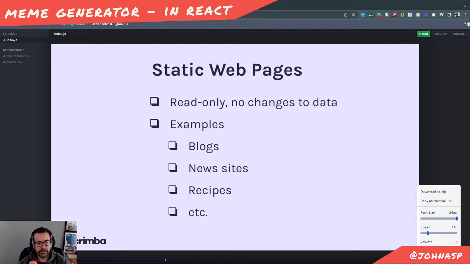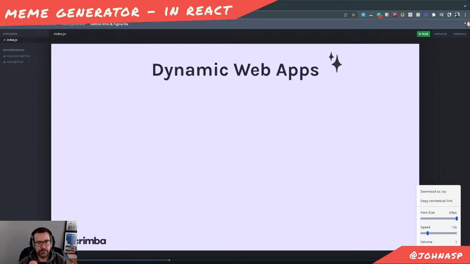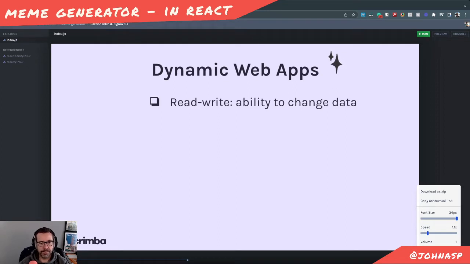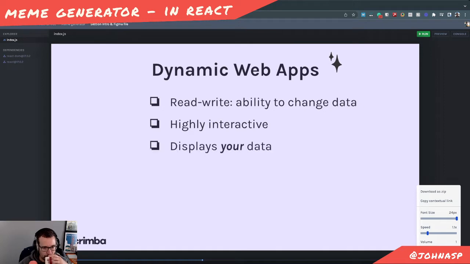In this section, we are going to be learning how we can use React to also create dynamic web applications. And the defining attributes of these web applications is that they are both read and write. In other words, the user has the ability to change the data that drives the app. As such, they tend to be highly interactive, and instead of displaying the same content for every user, they will display your specific data. And these kinds of web apps drive entire businesses.